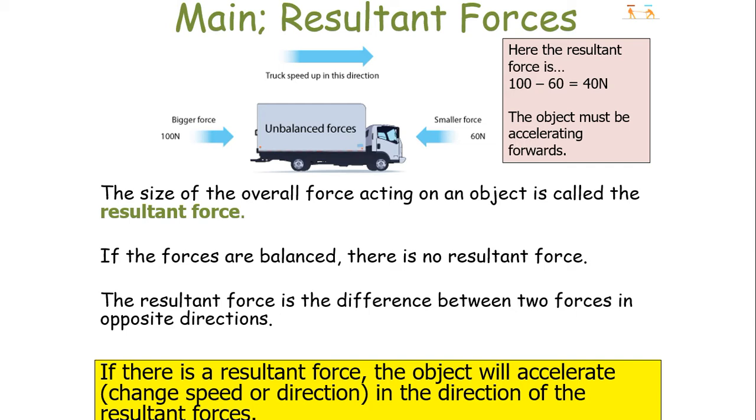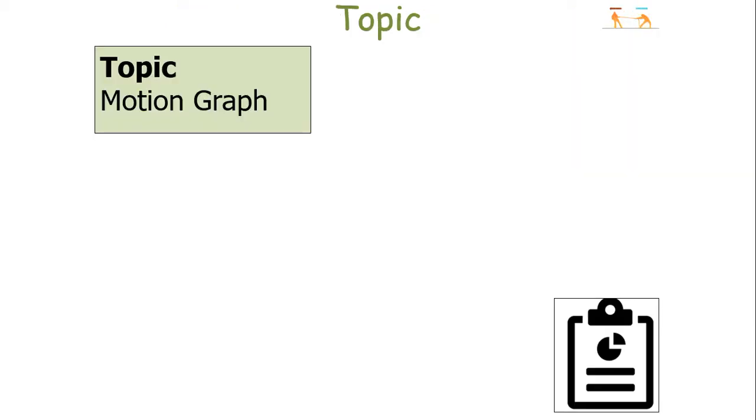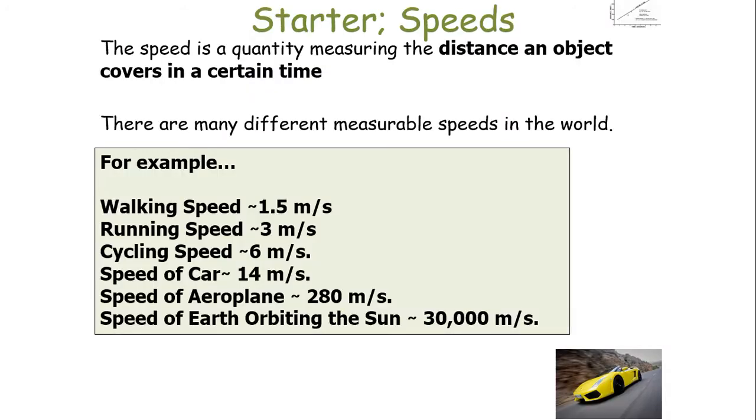So the size of an overall force acting on an object is called the resultant force. If the forces are balanced, there's no resultant force, and the resultant force is the difference between the two forces in opposite directions. If there's a resultant force, the object accelerates in the direction of the resultant force. Next topic, a motion graph.